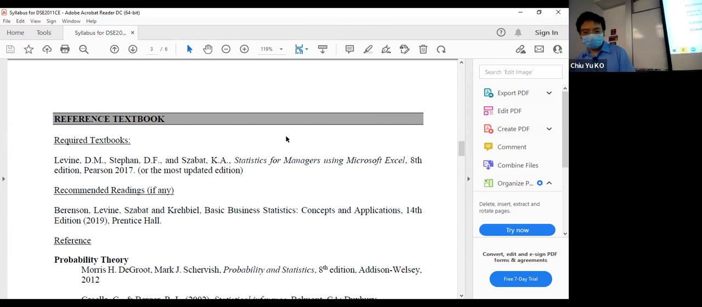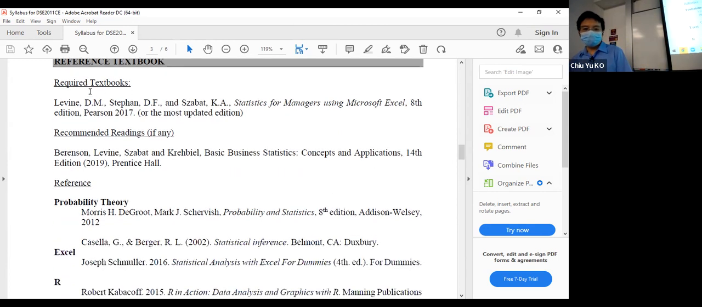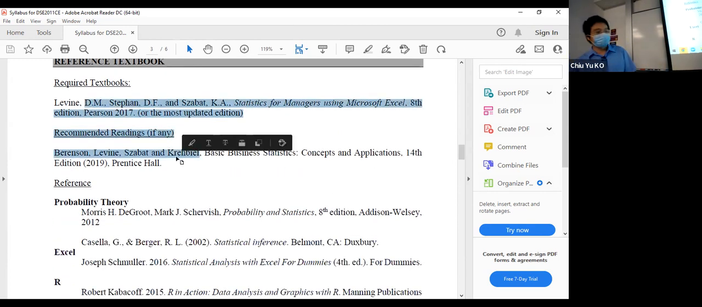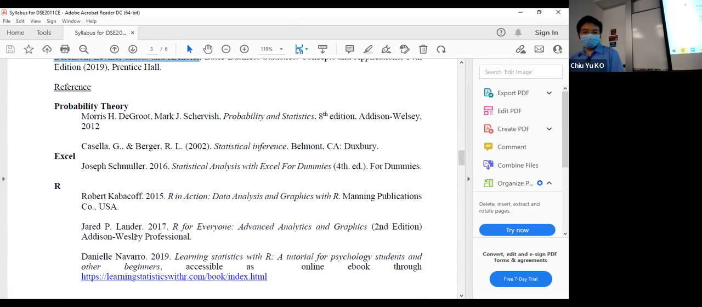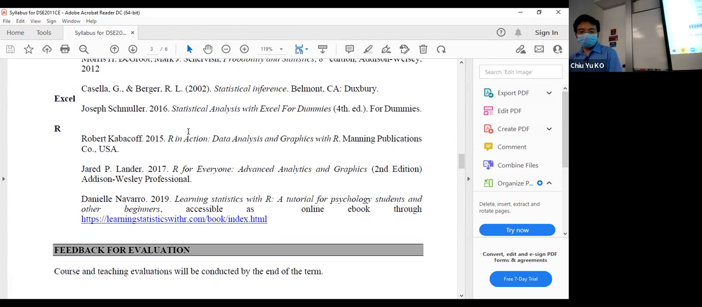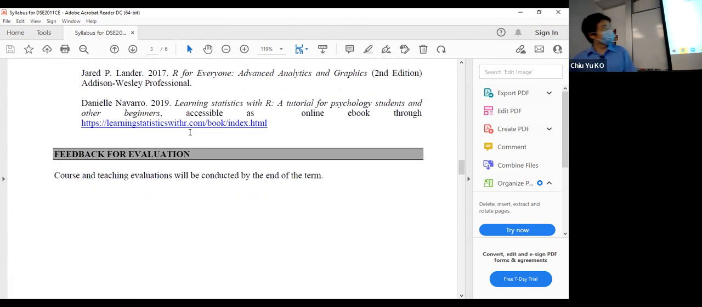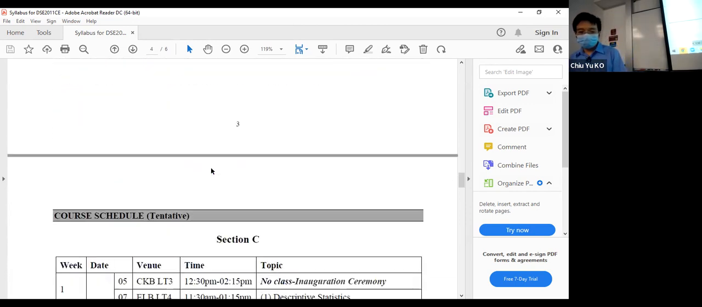And there are also some recommended texts. These two items are the same for every other section. The only new thing I add is that if you want to know more, these are the books that you might want to read. But as far as we know, most of us are very busy, so just save it for your reference in the future. You may need it. I don't think anyone would have read it anyway. Evaluation and teaching feedback will be at the end of the term.